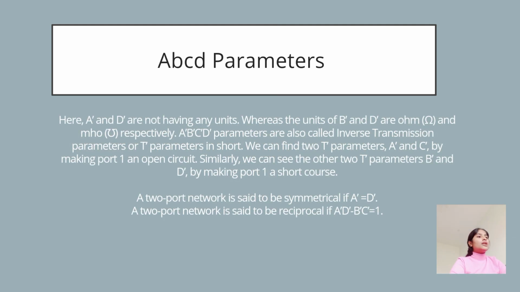Here A and D do not have any units, whereas the units of B and C are ohm and mho respectively. ABCD parameters are also known as transmission parameters, or T parameters in short. We can find two T parameters, A and C, by making port 2 an open circuit. Similarly, we can find the other two T parameters, B and D, by making port 2 a short circuit. A two-port network is said to be symmetrical if A is equal to D. A two-port network is said to be reciprocal if AD minus BC is equal to 1.